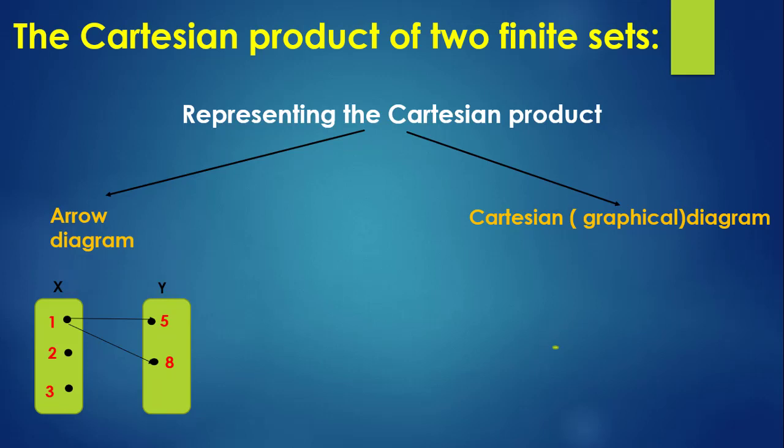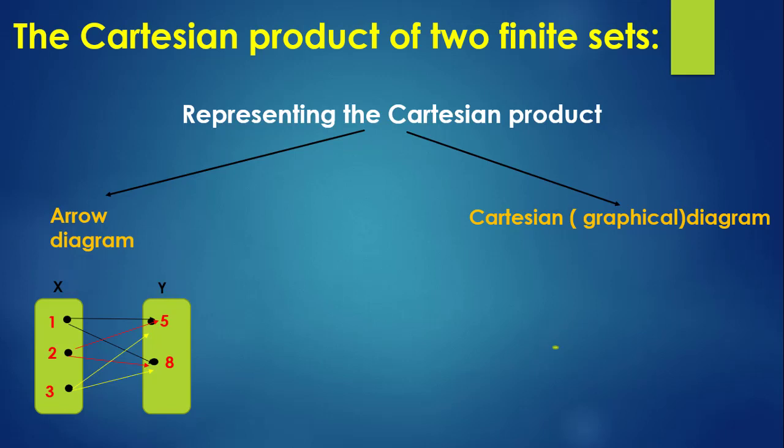Then I'll take the first projection also from X, always the first projection from the first set. X by Y means always the first projection from X. Y by X means the first projection from Y. Now I'll take 2, so I have 2 and 5, 2 and 8. And finally 3, 3 and 5, 3 and 8. This is an arrow diagram. So I can represent the Cartesian product using an arrow diagram. I draw the two sets, for example X and Y, and I'll draw an arrow from each element of set X to each element of set Y.